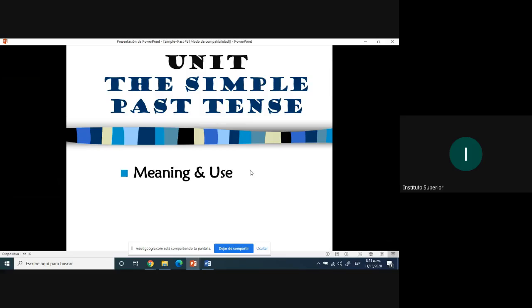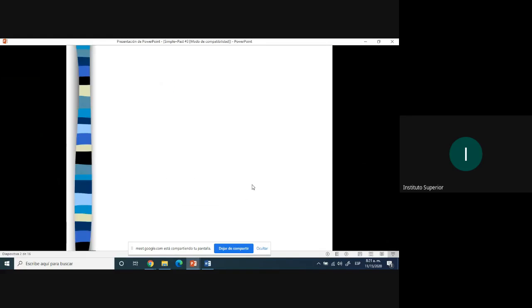The simple past. We're also going to be covering the meaning and use, the form, which is the structure, the grammatical structures of the simple past, and also, at the end or maybe in the middle of this presentation, we're going to have a small exercise where you're going to apply the things you are going to learn. All right, so let's start.